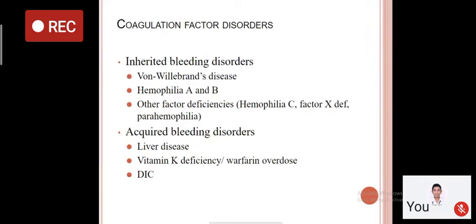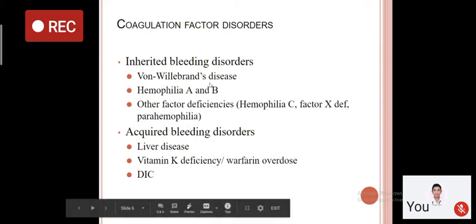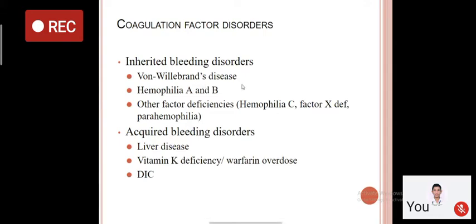Then coming on to the individual conditions, the most common coagulation disorders are inherited conditions, and one is von Willebrand disease, which is because of the deficiency of the von Willebrand factor. But since the severity and the incidence of this condition in the pediatric age group are not very high, and the diagnosis is also very difficult to make, the prevalence of this condition is not as much as we see in patients with hemophilia A and B.